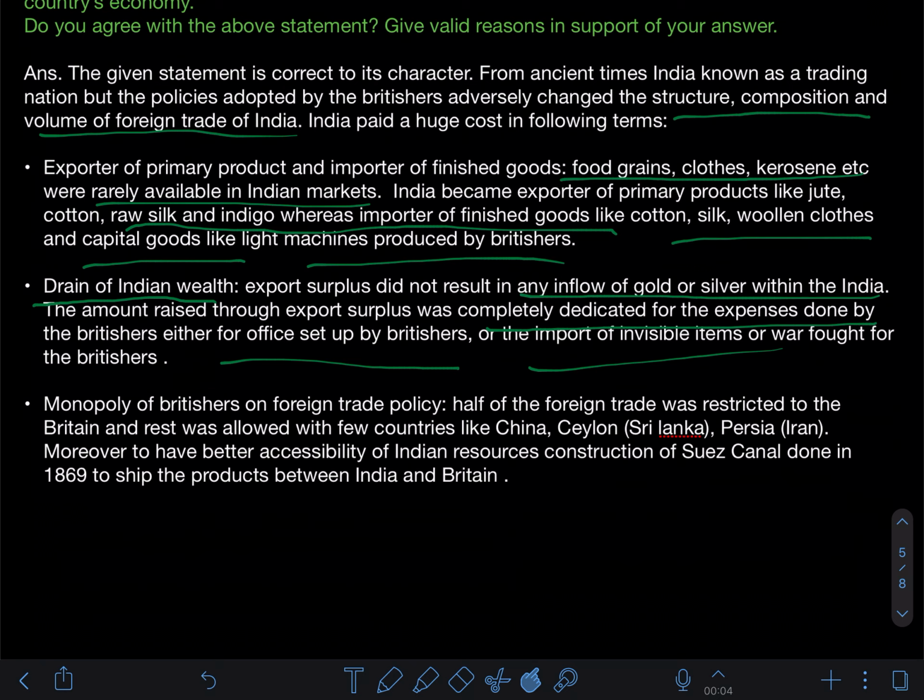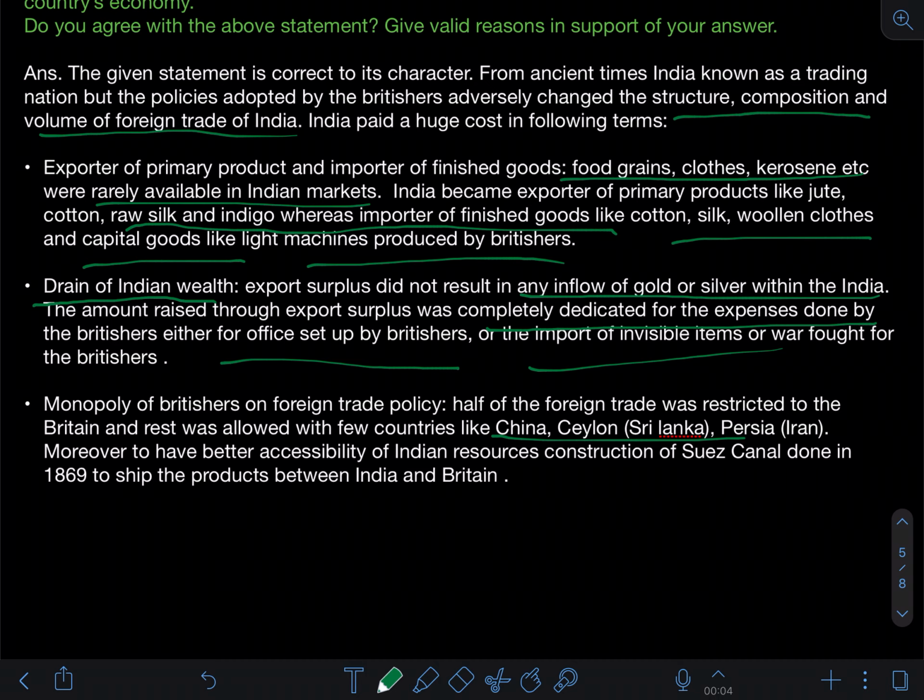Another thing is the monopoly of Britishers on foreign trade policy. When we say monopoly, it means all trade policies were made and implemented by the Britishers only, and all the policies focused on the benefit of the Britishers only. So half of the foreign trade was restricted to Britain. They were allowed to take things from Britain to India, and only a few countries apart from Britain we were dealing with: China, Ceylon, Sri Lanka, Persia. These were the few countries we were dealing with.